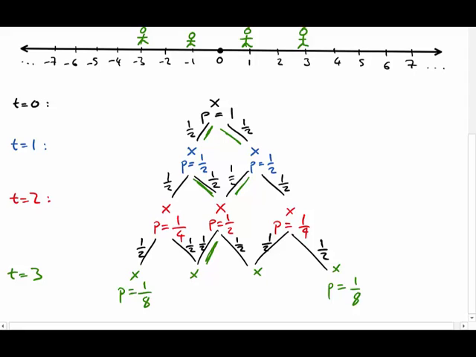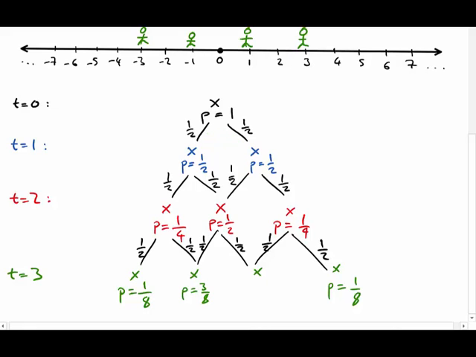Yep, so that's another eighth. Or I can go this route, and then this route. That's another eighth. So therefore, the probability I'm going to end up here is going to be 3/8. There are 3 different routes that I can take. Each route has a probability of an eighth associated with it, so the total probability is going to be 3/8.